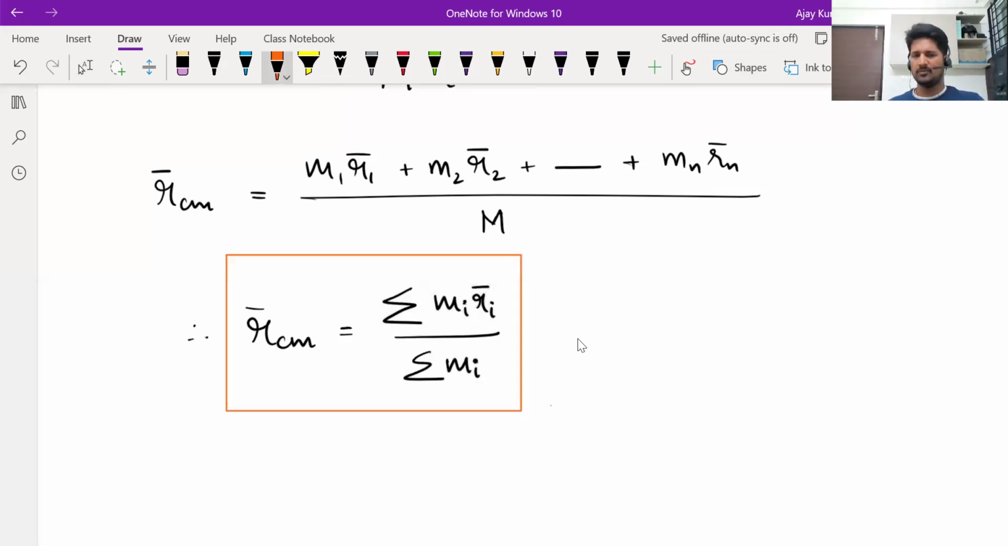And there's nothing particular that you can get from this. This equation helps you identify where the center of mass is. So you can use this to locate the center of mass.